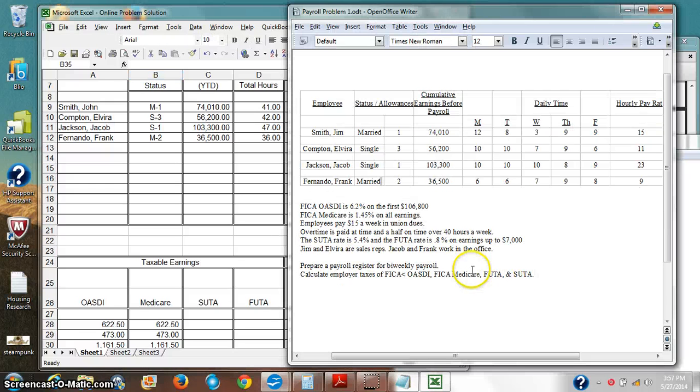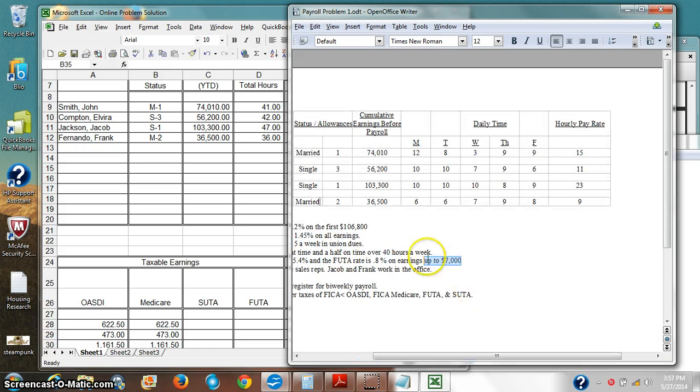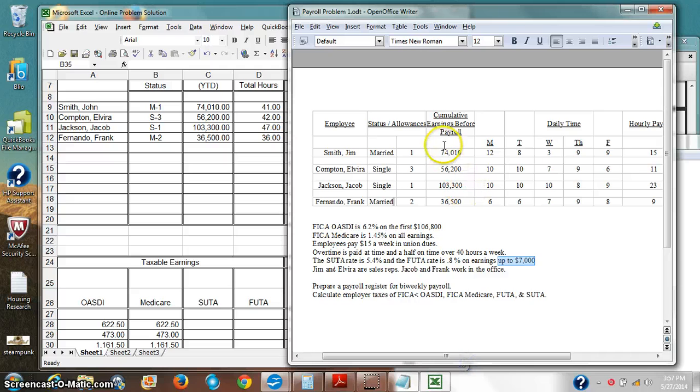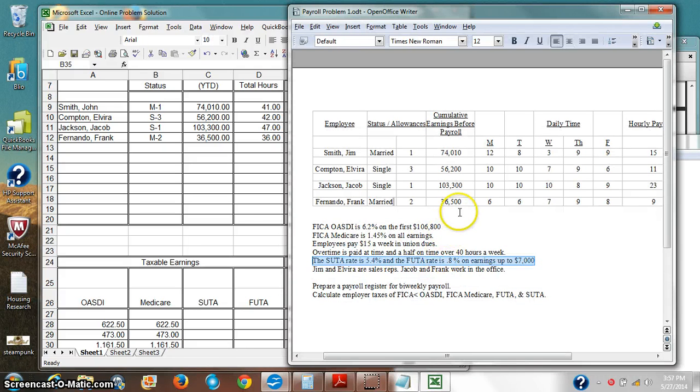And for the FUTA and the SUTA, the SUTA rate is 5.4% and the FUTA rate is 0.8% on earnings up to $7,000. And again, we have to look here. All of these numbers are well over $7,000. We paid our unemployment tax a long time ago for this company right here.